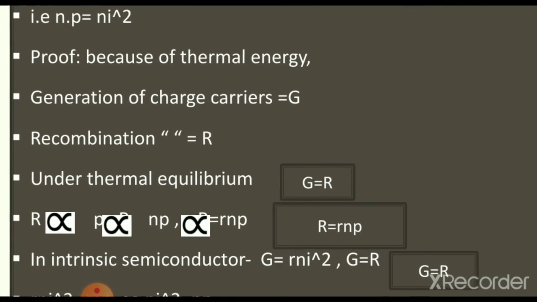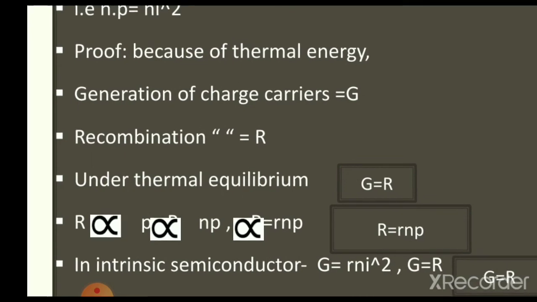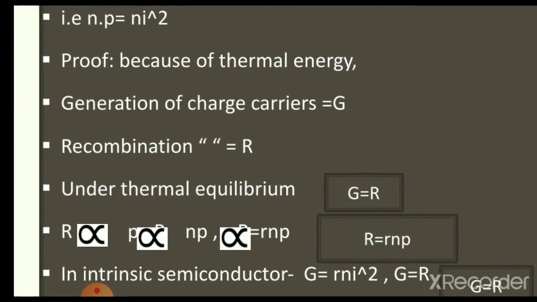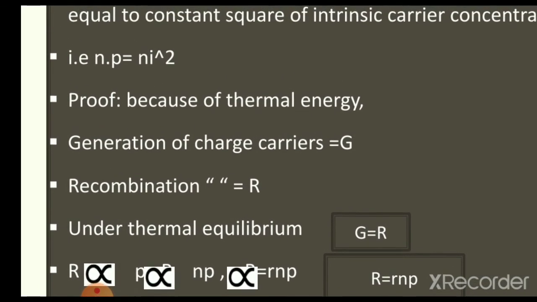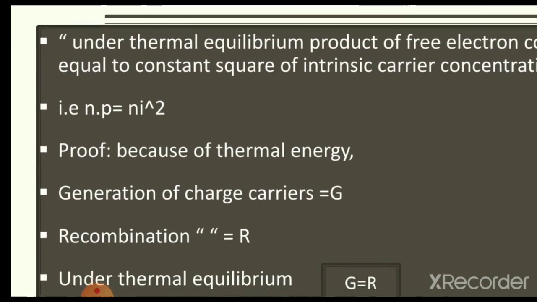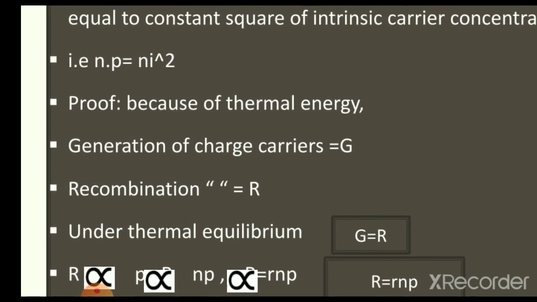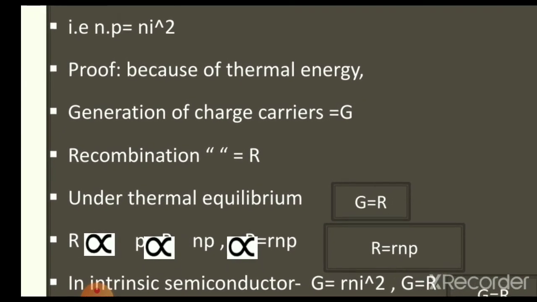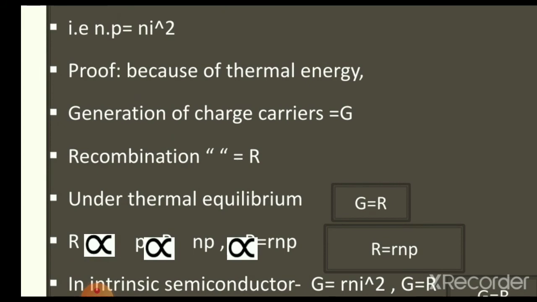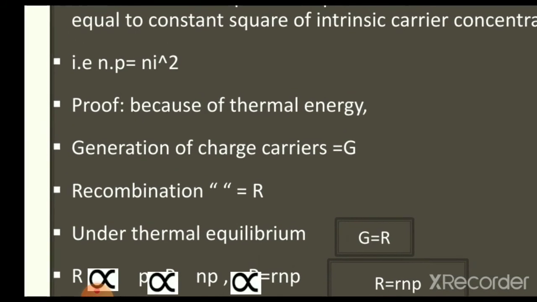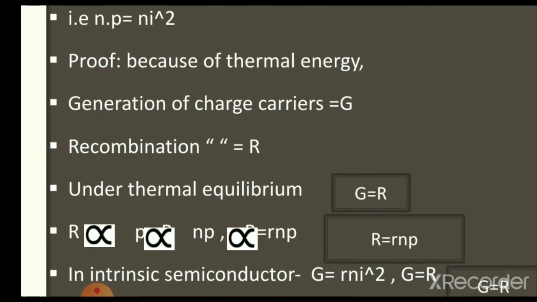So proof. Now coming to the proof. Because of thermal energy की वजह से generation of charge carrier, which is capital G, and recombination of charge carrier, which is denoted by capital R, under thermal equilibrium. Thermal equilibrium में capital G is equal to capital R. Now the capital R is directly proportional to p, which is concentration of holes, and capital R is directly proportional to n, which is concentration of electrons.